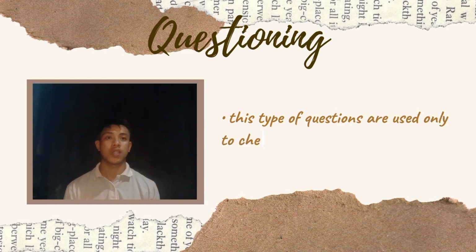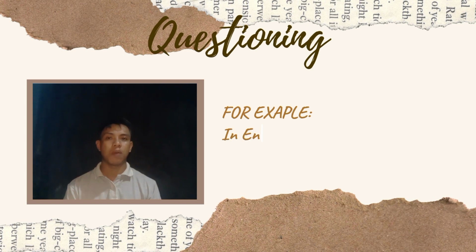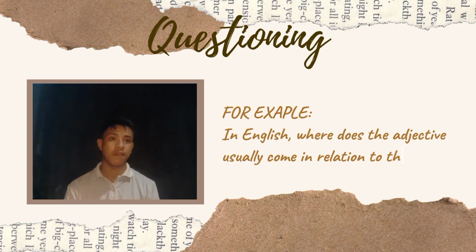Number four is closed questions. These types of questions are used only to check if the students retain the lessons. For example, in English, where does the adjective usually come in relation to the noun?